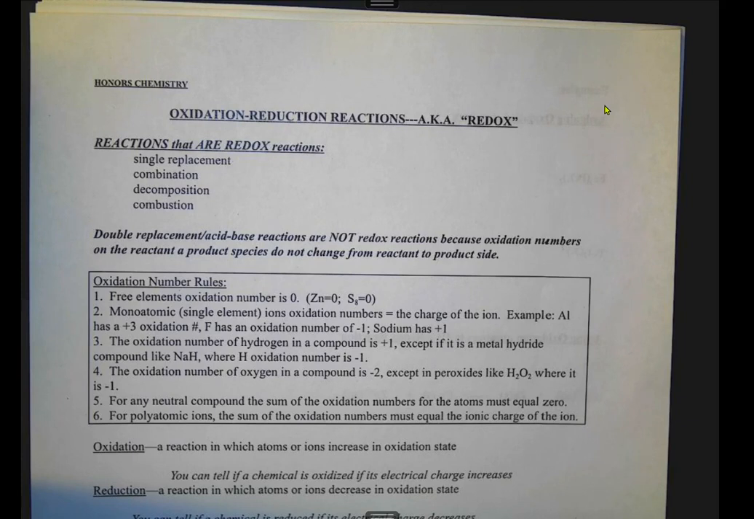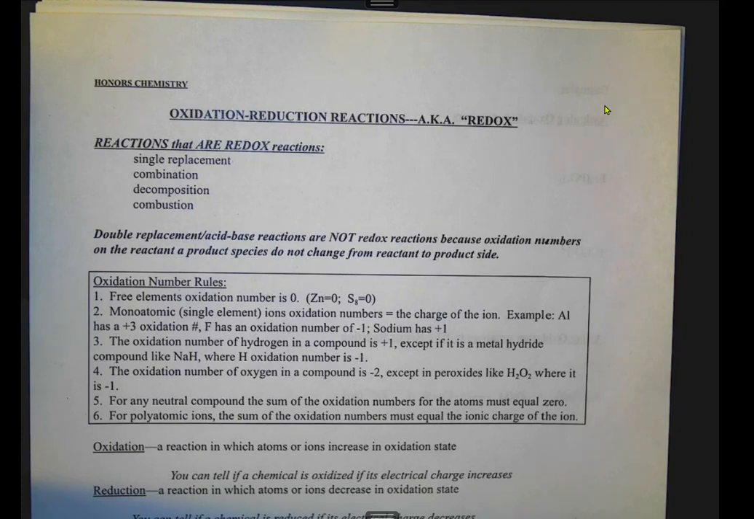The oxidation number of hydrogen in a compound is always +1, except if it's a metal hydride like the compound NaH. Okay, that's a very rare occurrence. So mostly the oxidation number of hydrogen is +1. The oxidation number of oxygen in a compound is -2, with the exception of peroxide compounds like hydrogen peroxide. Okay, when you have a neutral compound, just a regular normal formula, the sum of the oxidation numbers for everything in it adds up to 0. And if you have a polyatomic ion, the sum of the oxidation numbers adds up to the ionic charge.